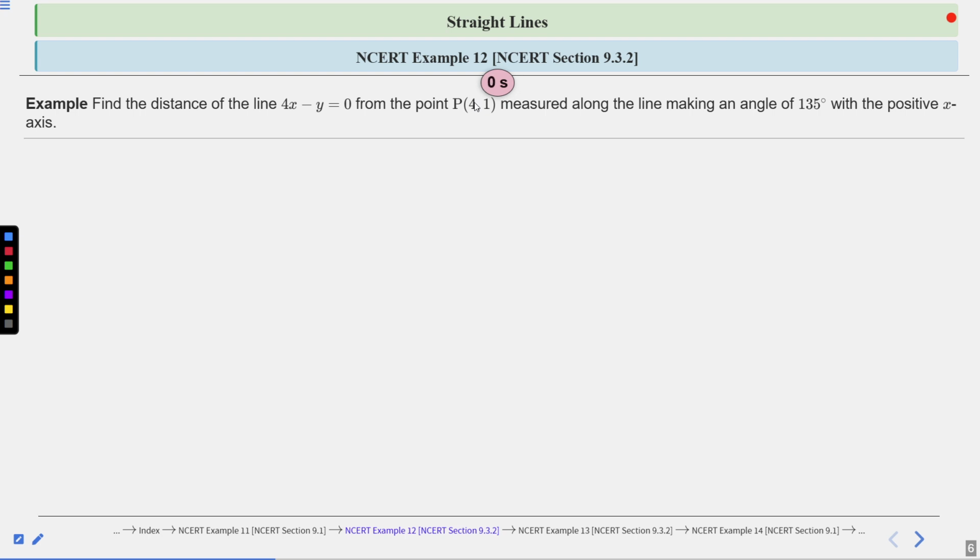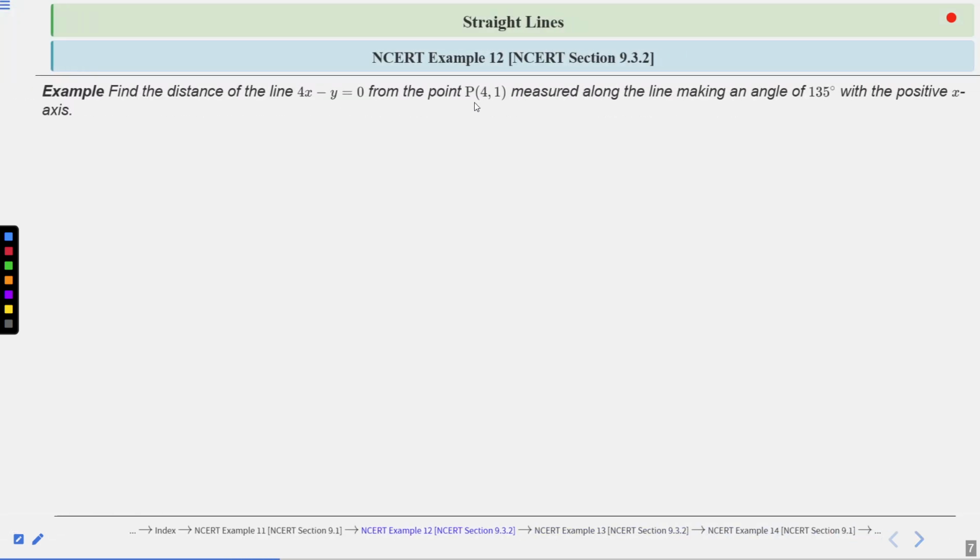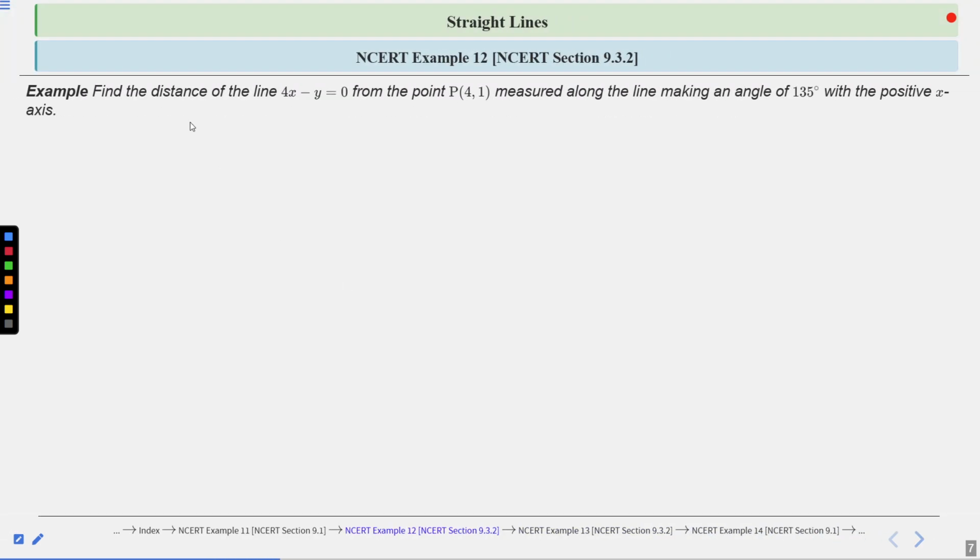Okay students, now we will solve this example. So basically we have to find the distance of the line 4x minus y equal to 0 from the point P 4 comma 1 measured along the line making an angle of 135 degree with the positive x axis. Okay, so now let us see the solution.